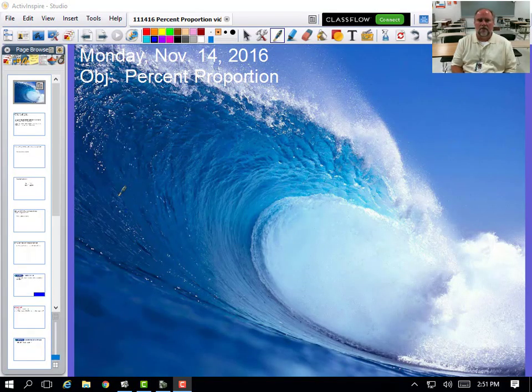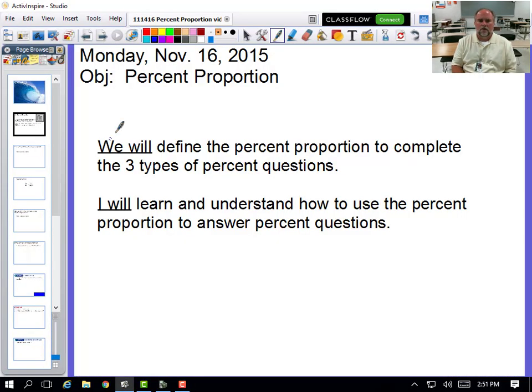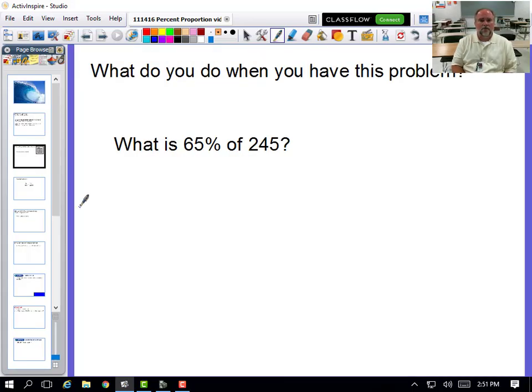Today, class, we're going to look at the percent proportion. What I hope to accomplish in this lesson is we will define what the percent proportion is, and we will complete 3 types of percent questions, because there are 3 distinct types of percent problems that we will deal with in math. So here's the first one. What do you do when you have this problem?